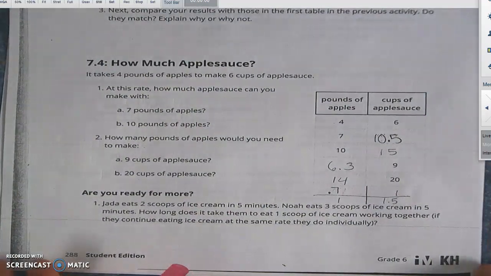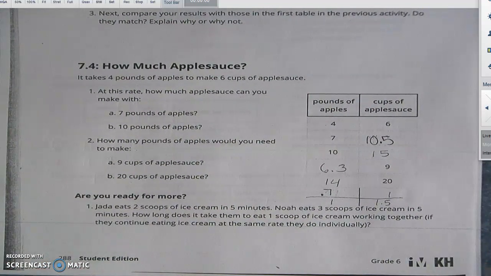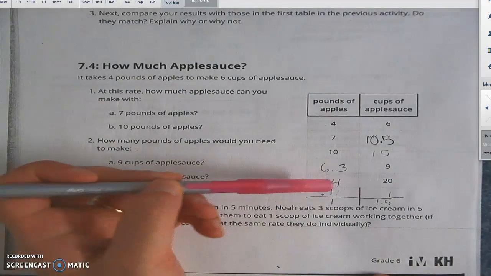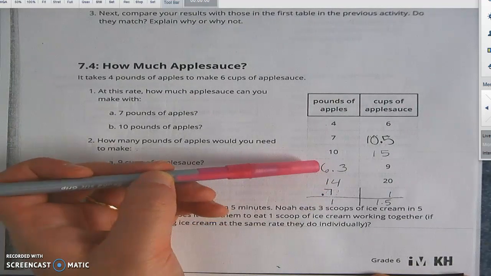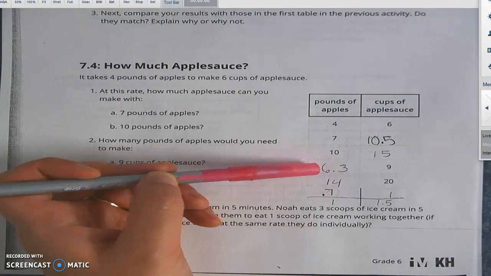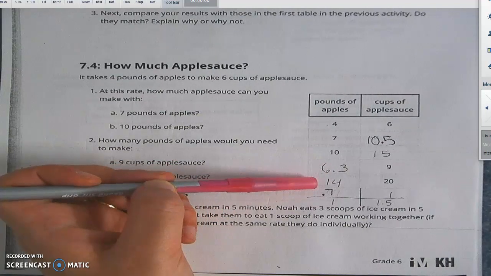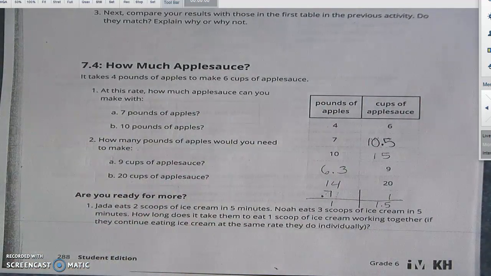So now that brings us to 7.4, how much applesauce, which we started on Friday. Your answers might be slightly different than mine, depending on how you did it. My answer key from the book actually says that this one is just 6, and this one they had 13 1/3. So if your answers aren't exactly the same as mine, that's okay.